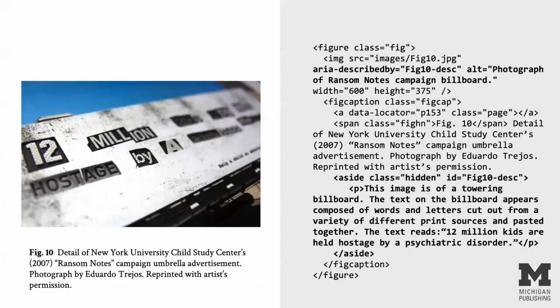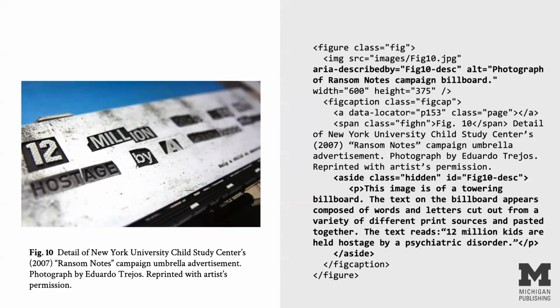So this next slide is a sample where you can see the image and the caption below it on the left, and on the right is a view of the HTML coding from the EPUB with the alt text, caption, and long description. Just to give a bit of a feel for it, the alt text is up above in bold, the photograph of Ransom Notes campaign billboard. The caption you can see in the middle and also underneath that image as well.